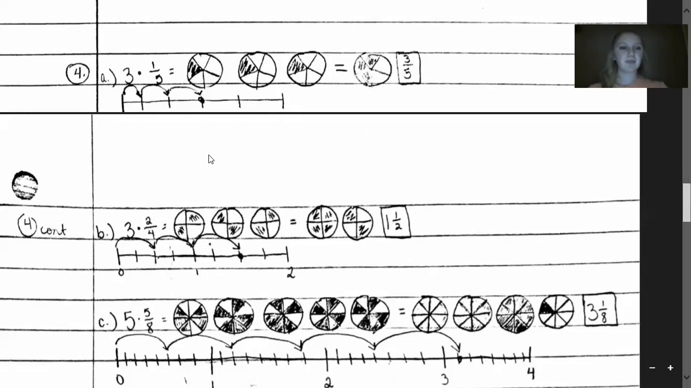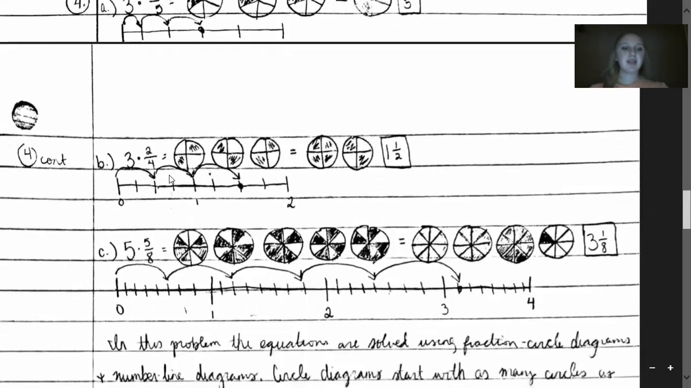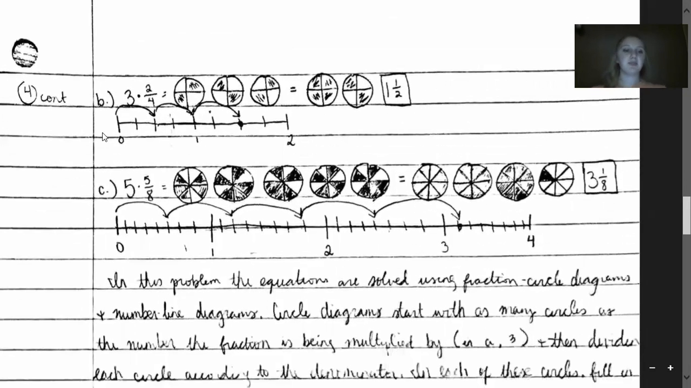A great visual. Then we also have a number line, 0 to 1. It was cut out in the scanner. That's my apologies. But we have 1/5, 2/5, 3/5, and it lands at 3/5. Same as done B through C. I'll do B with you.